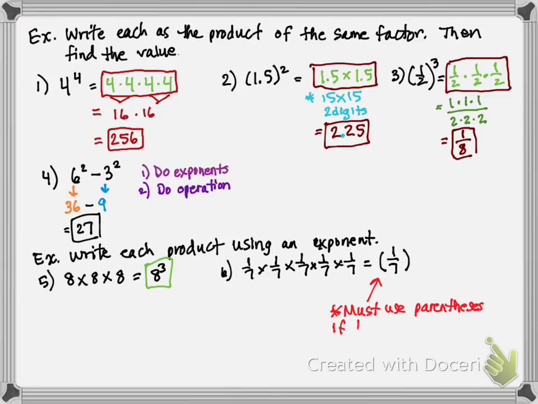if the base is a fraction, which it is in this case, or a decimal. Okay, so we're not done yet, right? Because we need to come up with our exponent. And 1/7 shows up 1, 2, 3, 4, 5 times. So this answer would be 1/7 to the 5th power.